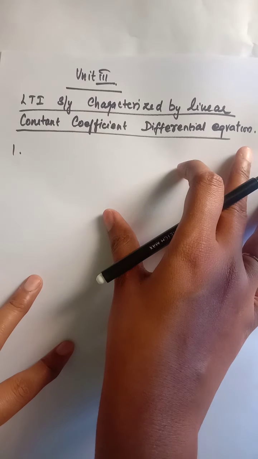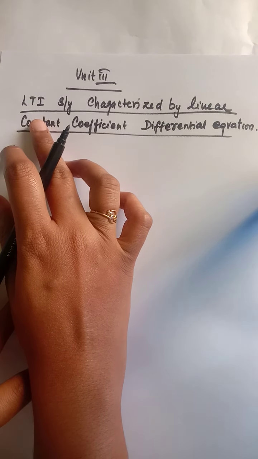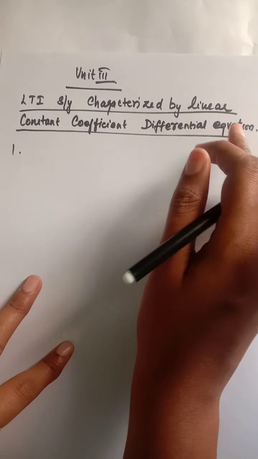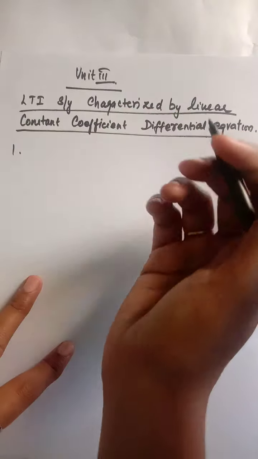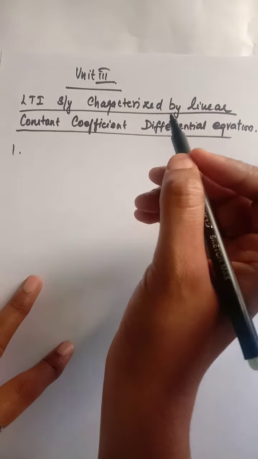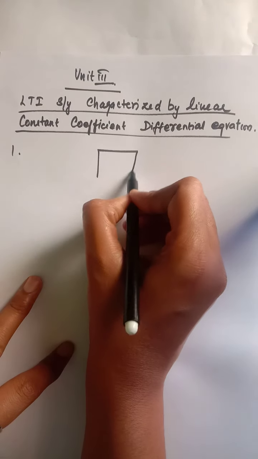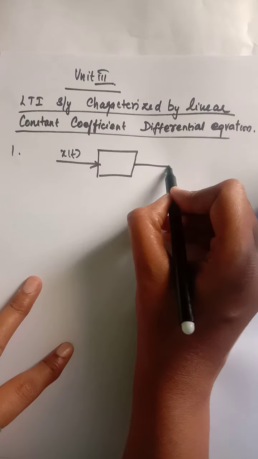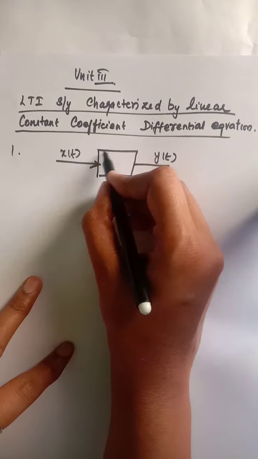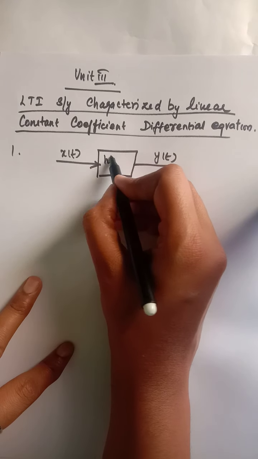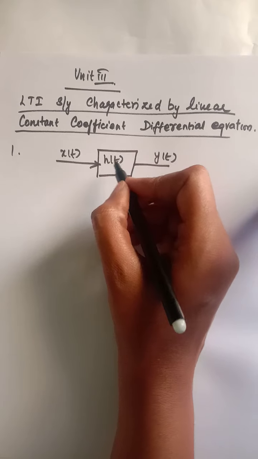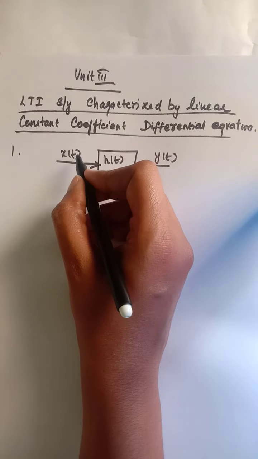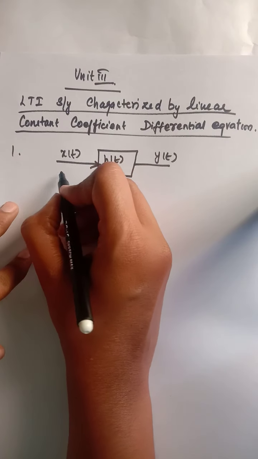Hi students, in this video we are going to discuss the LTI system characterized by linear constant coefficient differential equation. Before solving problems, you need to understand the terms involved in it. Consider a system, where the input is x of t and the output is y of t. The system function is represented by h of t, which is the impulse response. This can be represented in the time domain as well as in the frequency domain.